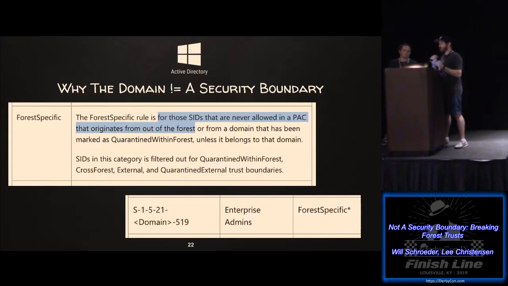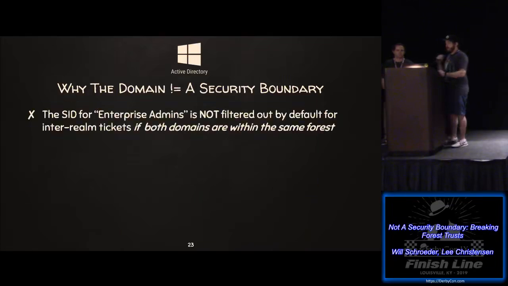All right, so for a long time, Microsoft has explicitly stated that the domain itself is not a security boundary. The reason it's not a security boundary is because of how SID filtering is applied for domains within the same forest. This is a screenshot of some of the SID filtering rules that we had linked. There is a specific one called forest specific, where SIDs are never allowed in a PAC that originate from outside of the forest, but they are honored within the same forest. So if you have domains A, B, and C within the same forest, then the enterprise admin SID is allowed to cross those boundaries as long as the domains are in the same forest.